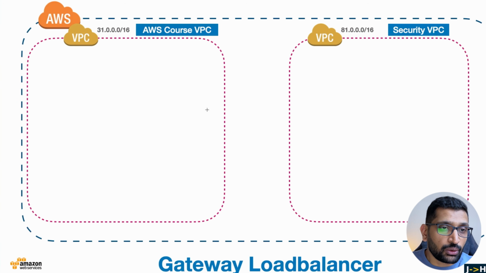Let's wipe everything out, and we will first start with the VPC creation. So first we are going to create an AWS course VPC with this IP range, and then we are going to create a security VPC with this particular IP range.